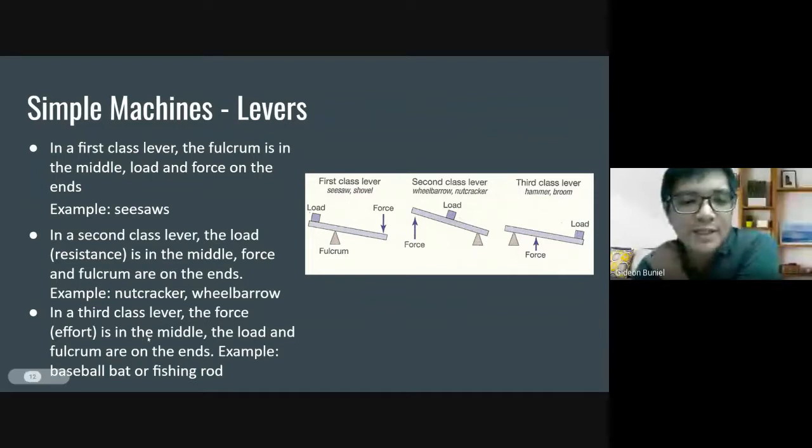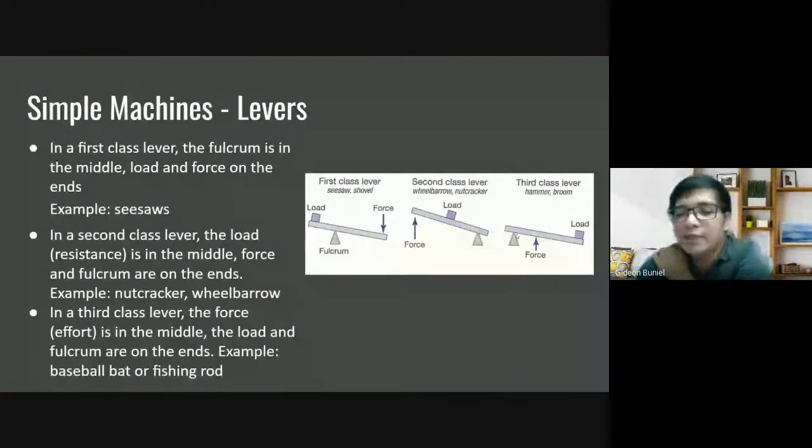For the third class, the effort is in the middle. The load and fulcrum are on the edge. Example, baseball bat or fishing rod. Now the fulcrum is here, the force is here, and the load is here.